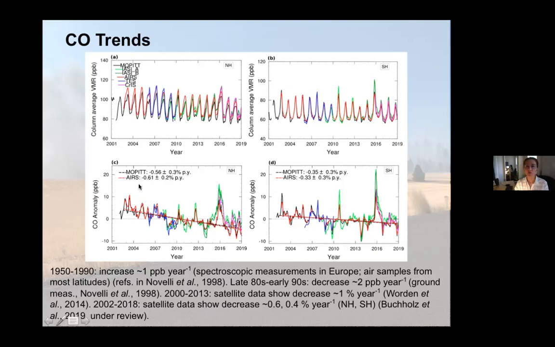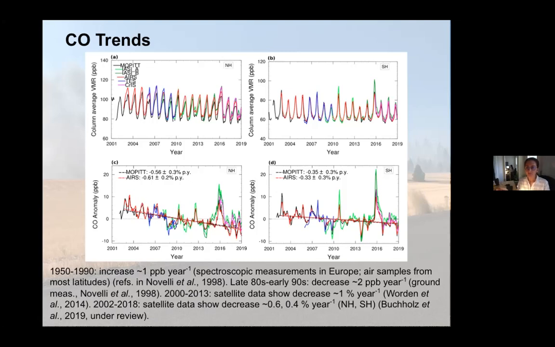And then when you look into the trends, and these are trends separated for the northern hemisphere and southern hemisphere, you can quantify this trend, which is obviously decreasing, and it's around 0.6 or 0.4 for the northern and southern hemisphere. Those trends were only calculated for MOPITT and AIRS because the other instruments either were too short to allow for calculation of trends, or they were not self-consistent enough to allow for a proper trend to be calculated.